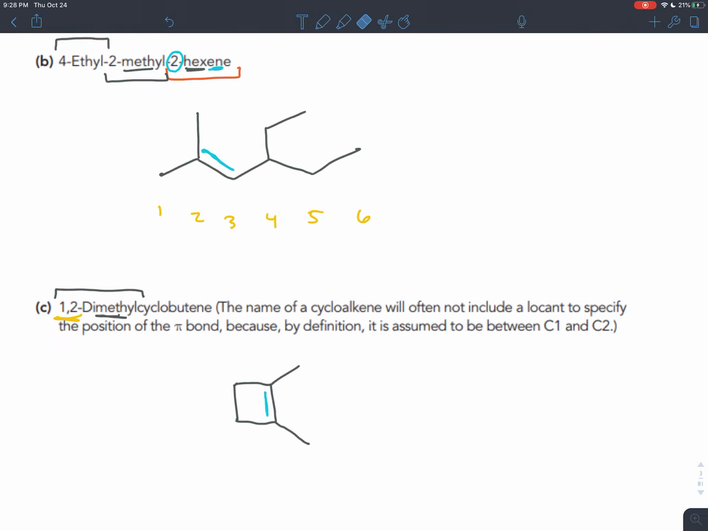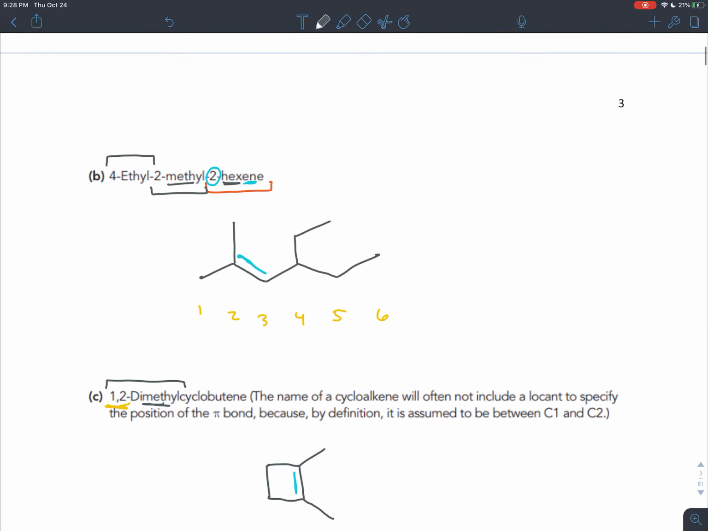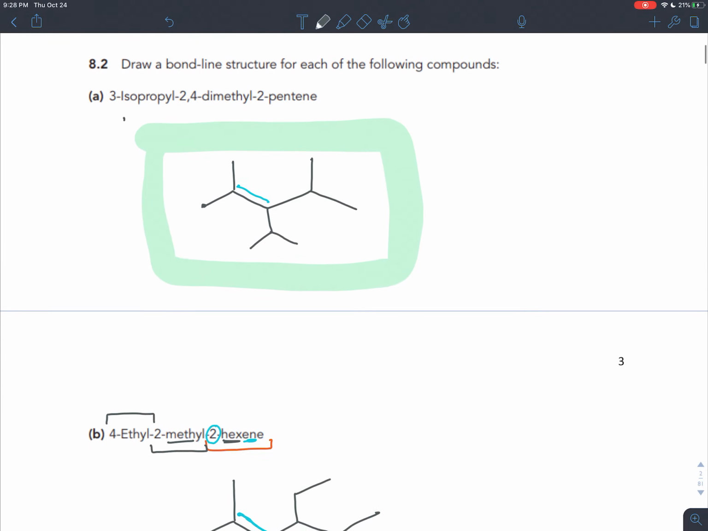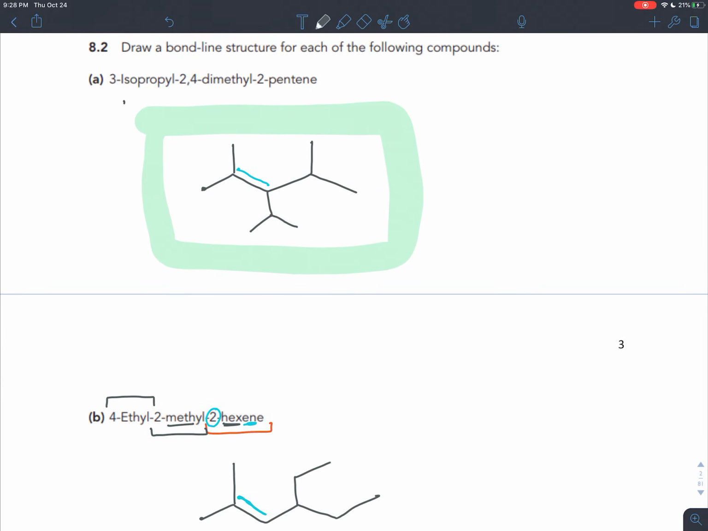So hopefully this gives you some sense of how you can take the name of an alkene and draw, like Michelangelo, the beautiful structure that it has.